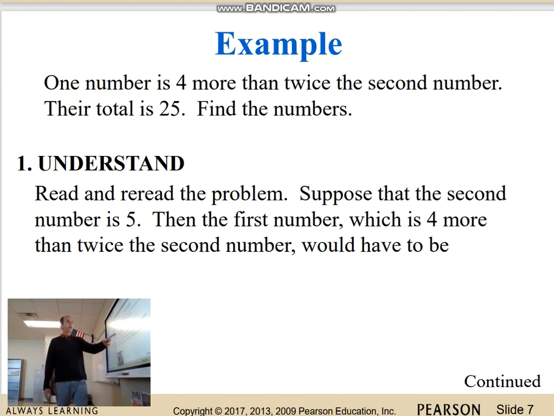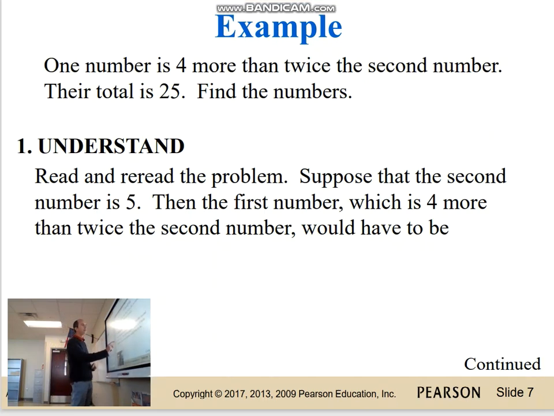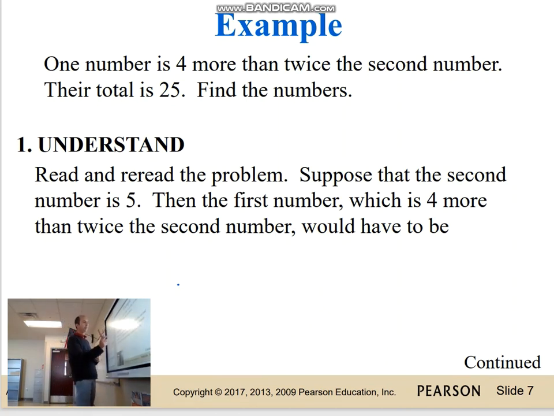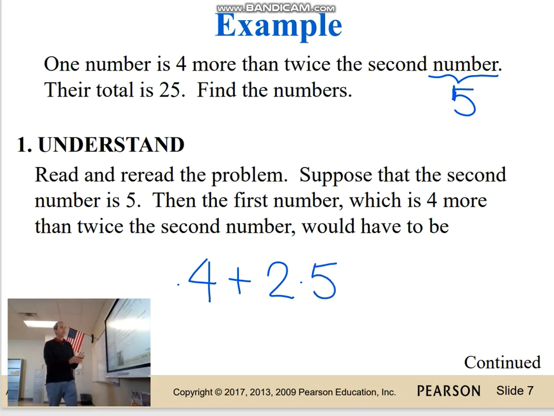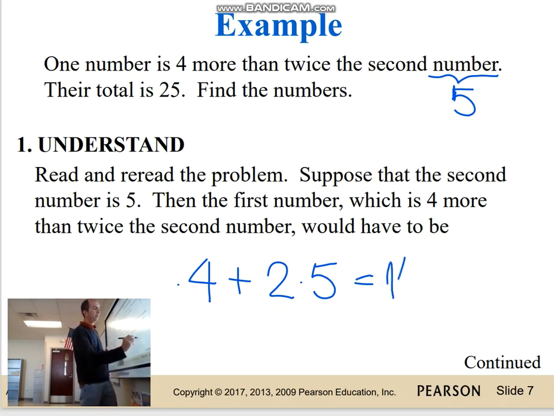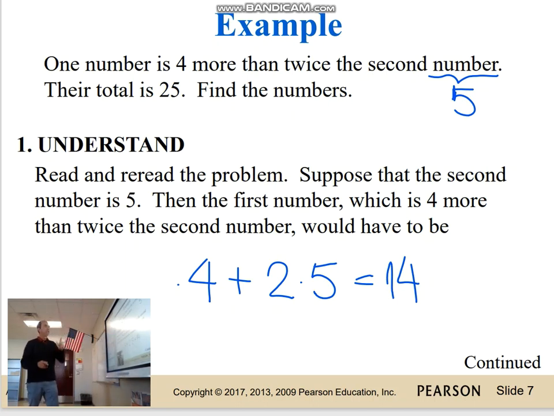We can suppose, it's suggested here, that the second number is 5. Let's say the second number is 5. Then the first number, which is 4 more than twice the second number, will have to be, if the second number is 5, the one number, or the first number, is 4 more than twice the second number. We are guessing. This is just a wild guess to try to understand. Let's check what happens. That means the first number is going to be 4 plus 2 times 5, 10, 14. So one number is 14, second number 5.